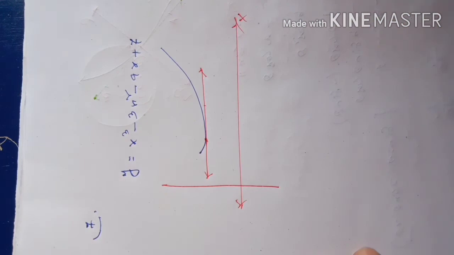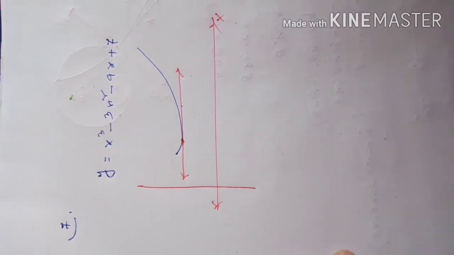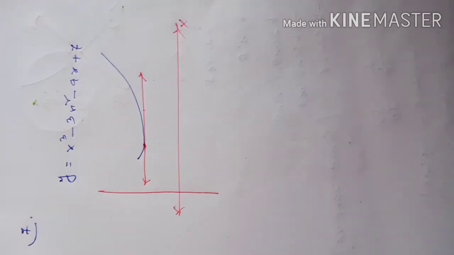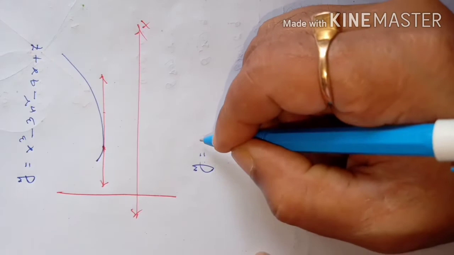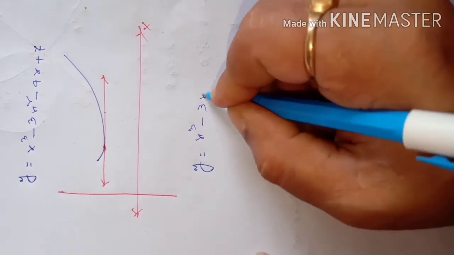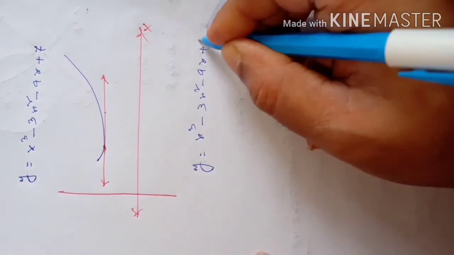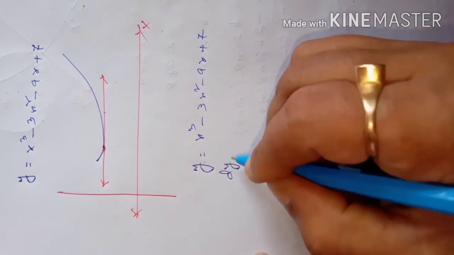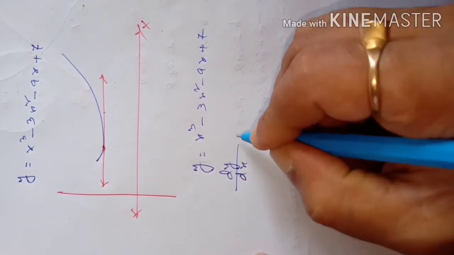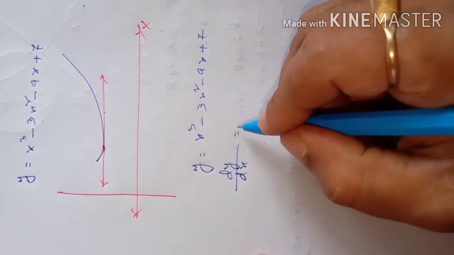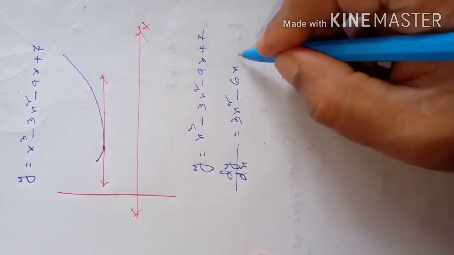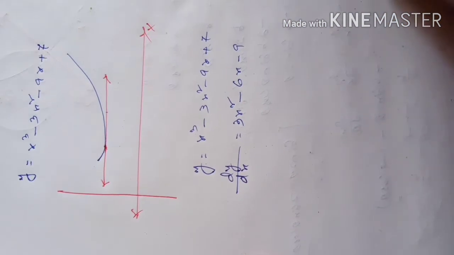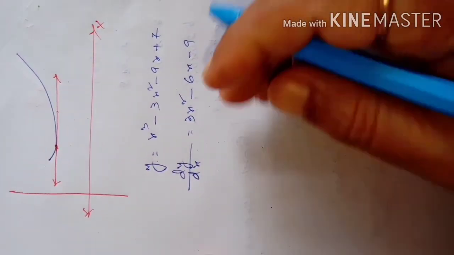Which point is this? Okay, dear students. So let us find out dy by dx and equate it to 0. Here y is equal to x cube minus 3x square minus 9x plus 7. So now we write dy by dx equal to 3x square minus 6x minus 9. Let us write it as equal to 0.